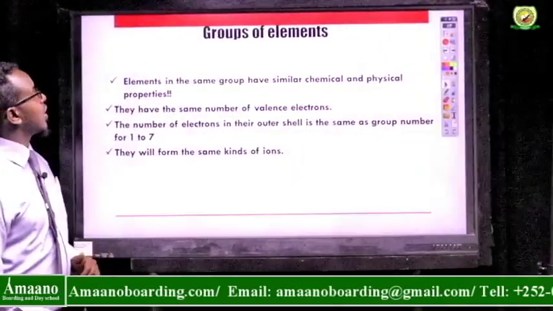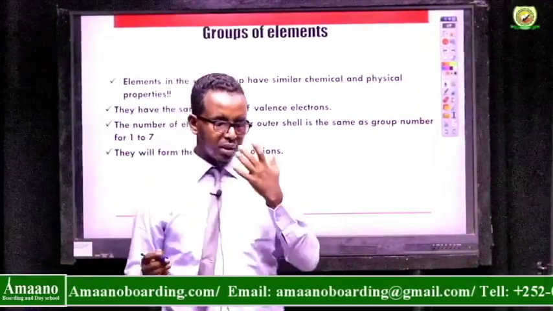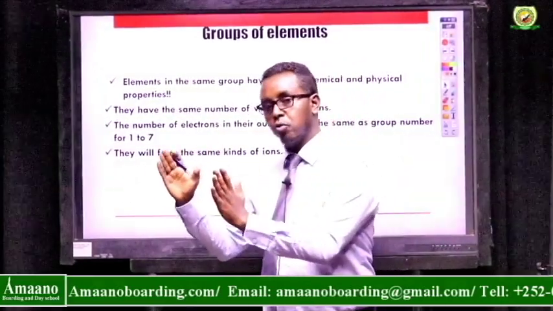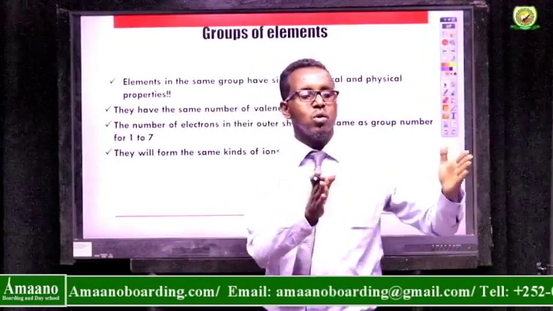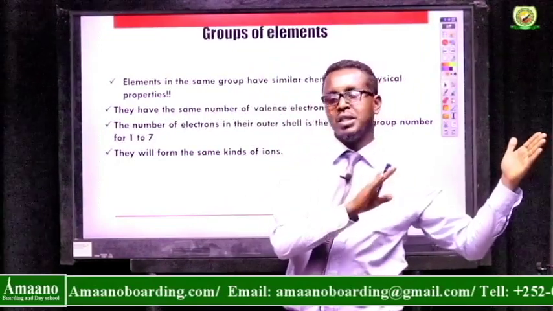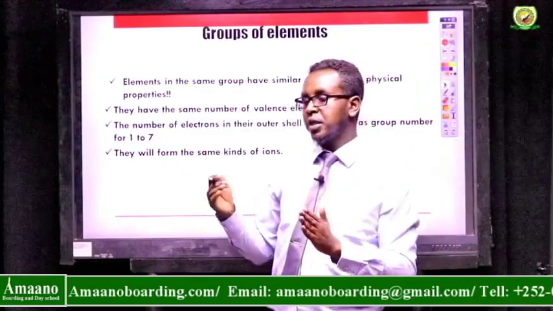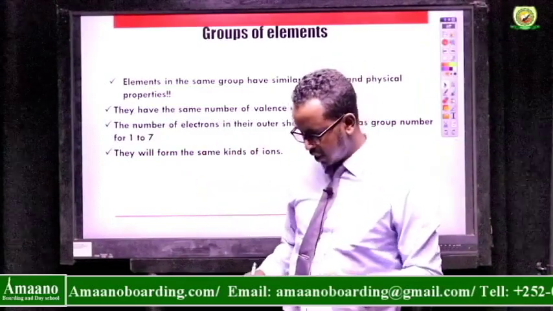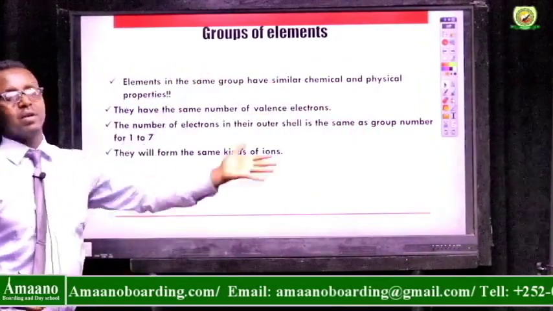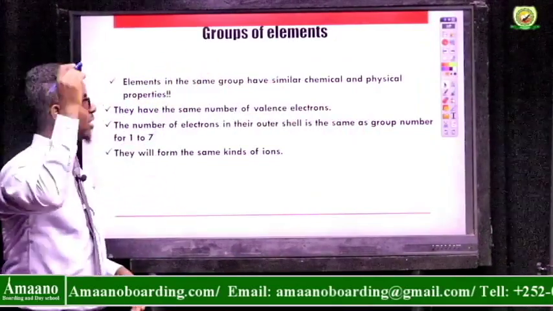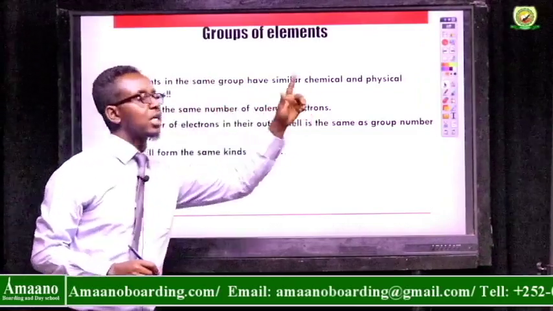Okay, we have groups of elements. You see, we already mentioned it there. We want to explain group 1 and group 2 as an example of metals. Again, we want to explain group 0, which is completely different from the other groups, and group 7, which indicates some properties of non-metals. In general, elements in the same group, whether group 1, group 2, or 7, have similar chemical and physical properties.